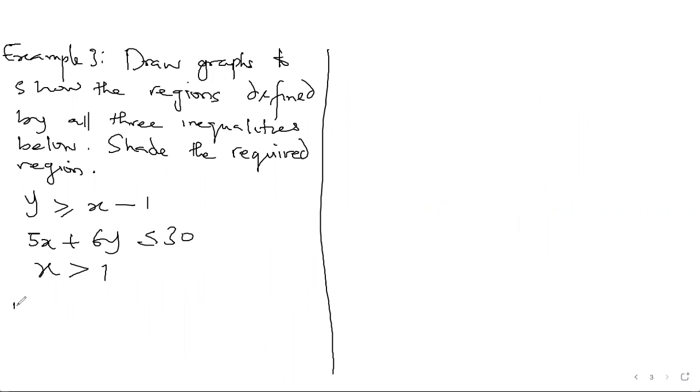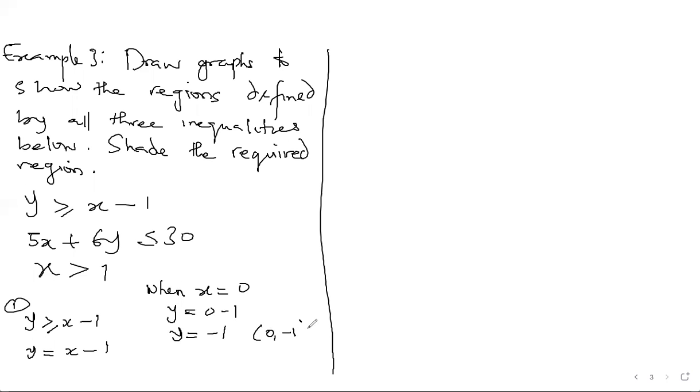So for the first one, y greater than or equal to x minus 1. That means I need to write the equation y equals x minus 1. When x is 0, what is y? y will be 0 minus 1, so y will be minus 1. So I have one coordinate, one point where the line passes through, which is 0, minus 1. I need one more point. So when y is 0, if I go back to the equation, I put 0 here.